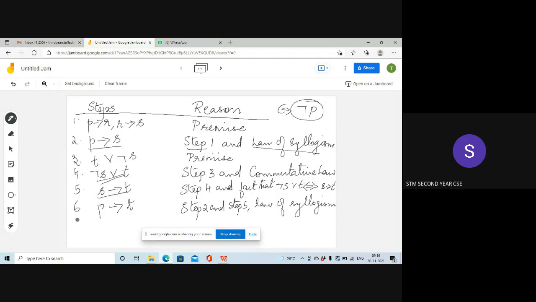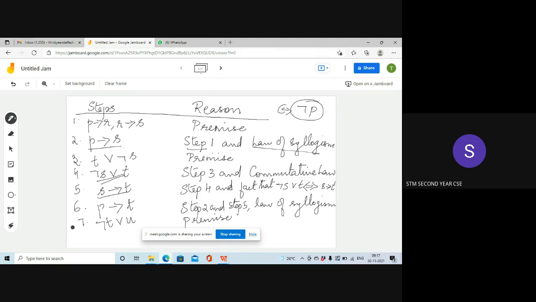Okay, then in the seventh step, what I'm going to do is take the fourth premise, that is not T or U. Okay, not T or U is a given premise.